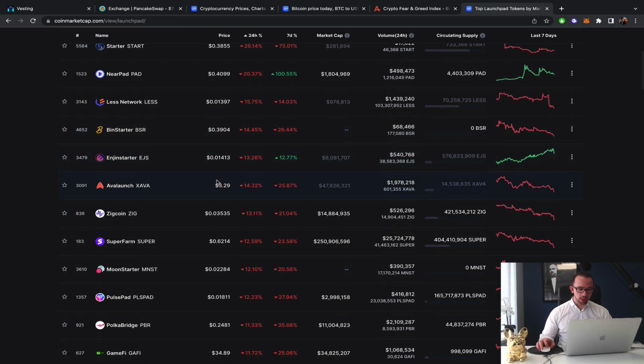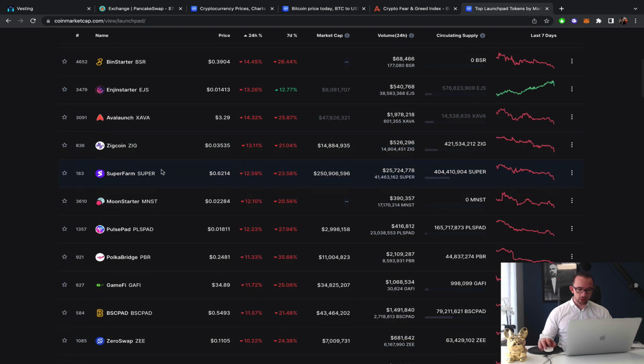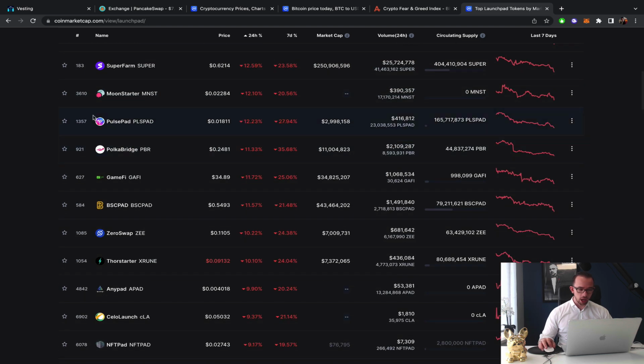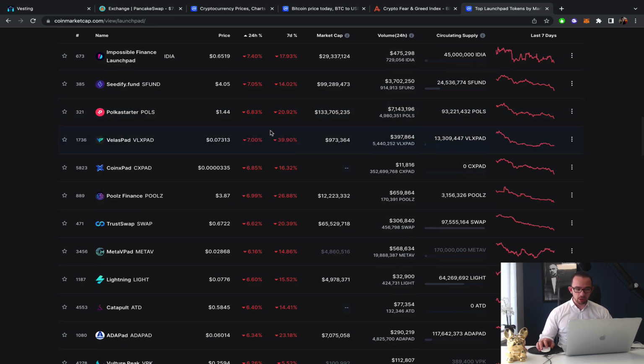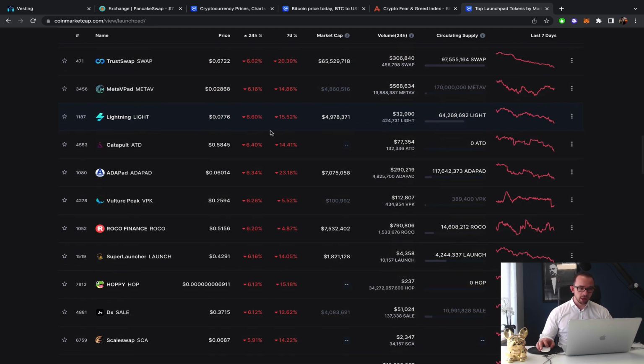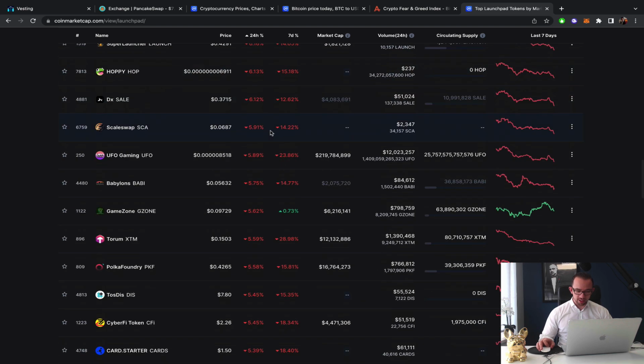Bin Starter down as well. Avalanche down, Superfarm down, Moonstarter down, Pulsepad down, everything is basically down. We're basically at this point trying to have damage control to see what is down the least, right?